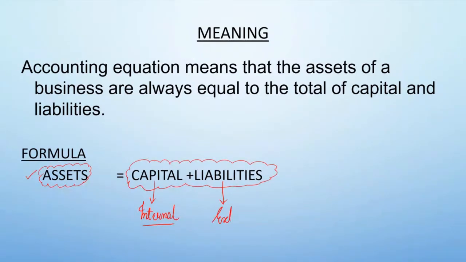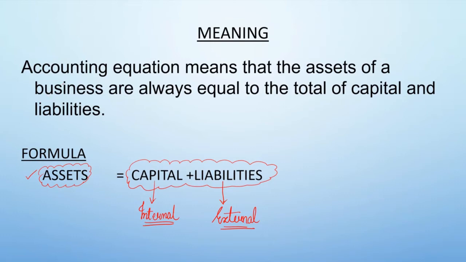And when we talk about only the term liability here, it represents the external liability of the business. So on one side we present the total assets, and on the other side we have the total liabilities, which is the sum total of the internal liabilities as well as the external liabilities. Now, after seeing the formula or the equation, let's see how we are going to present the meaning or the definition of the accounting equation.